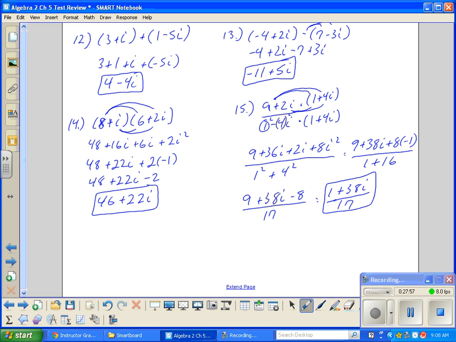Well, I'll take it there. You could go ahead and separate that out and get 1/17 plus 38/17 i, which would actually be more in the standard form, but I'll take it the other way.